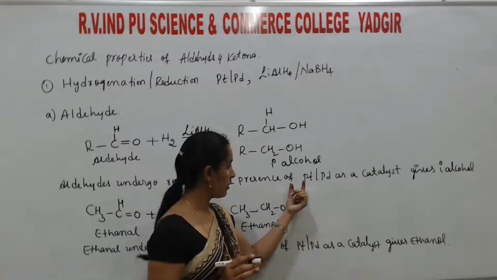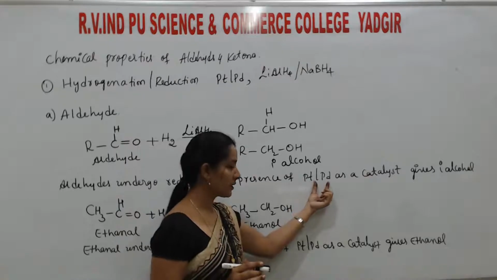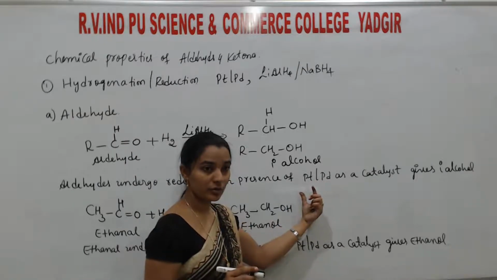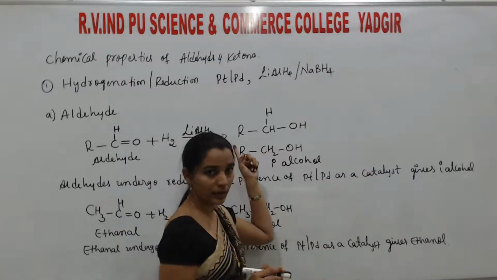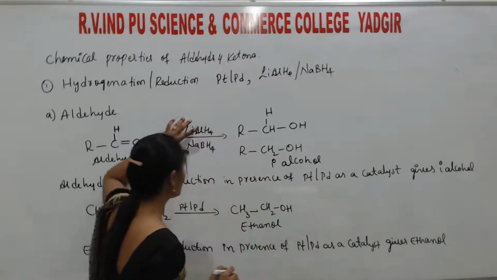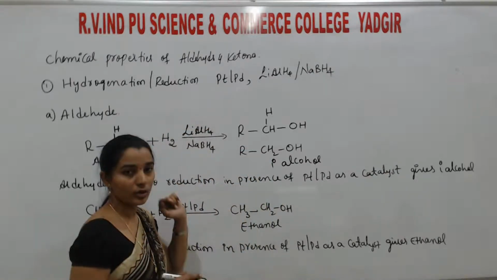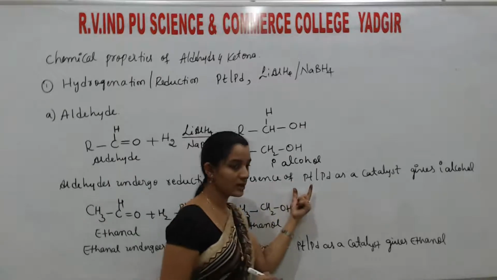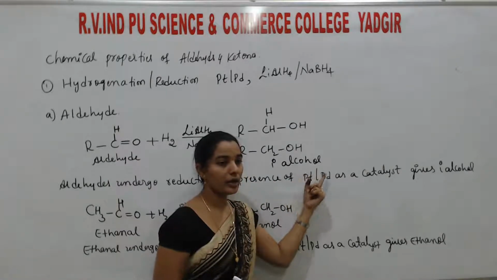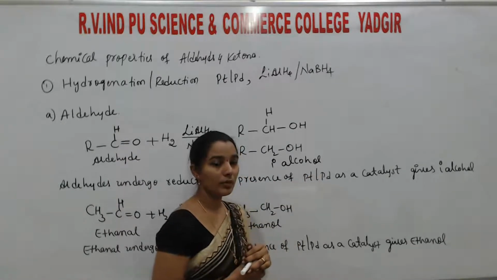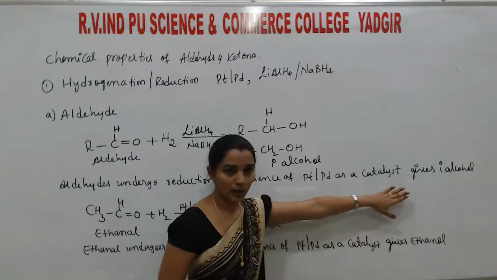Are you getting how to write the explanation? In the presence of platinum and palladium we took, because we use platinum and palladium as a catalyst. But here we are using lithium aluminium hydride and sodium borohydride. So we have to write in the presence of sodium borohydride and lithium aluminium hydride. Then we will get the primary alcohol.